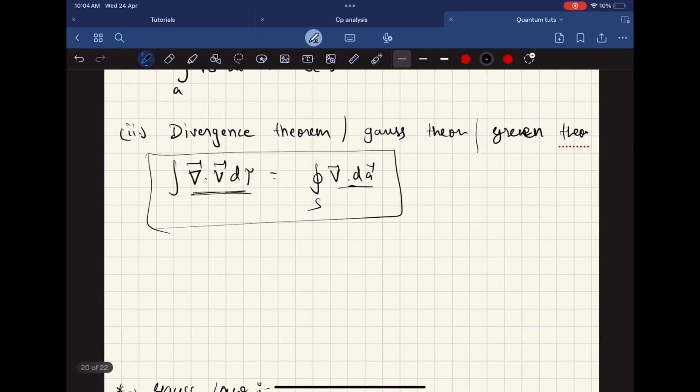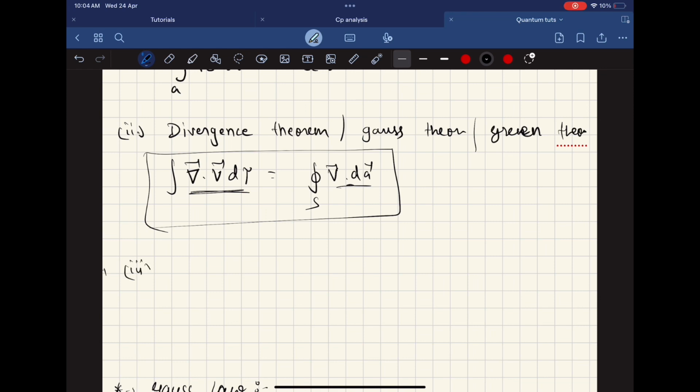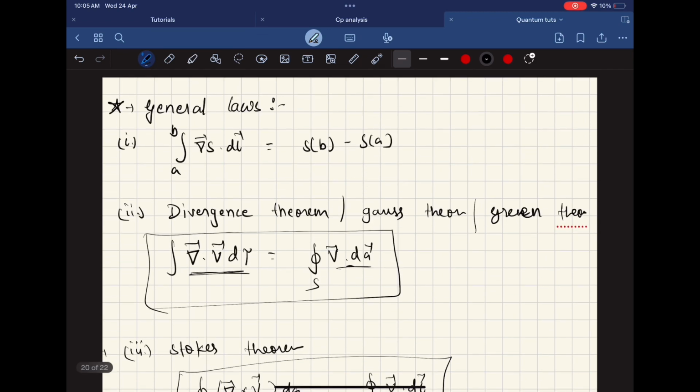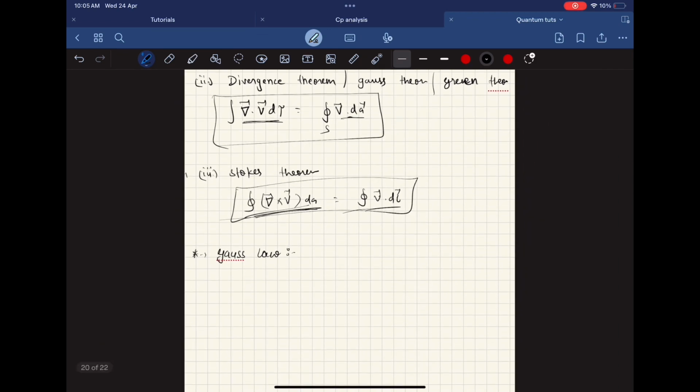The third theorem is called Stokes theorem. Stokes theorem says we have the integral of (del cross V) dA equals the integral of V dot dl. So it says that the surface integral of a curl equals the line integral. So remember all the three laws. Now let's move on to Gauss law.